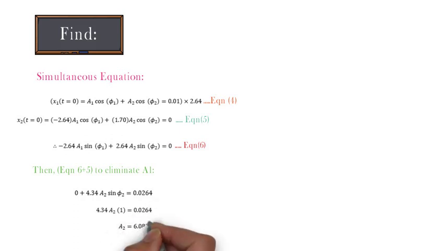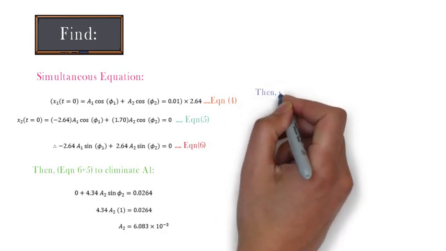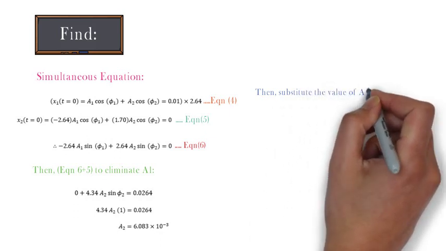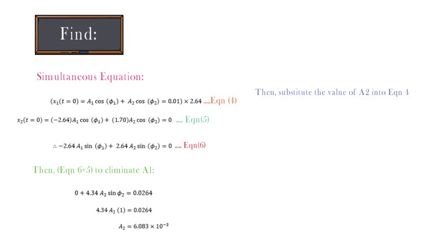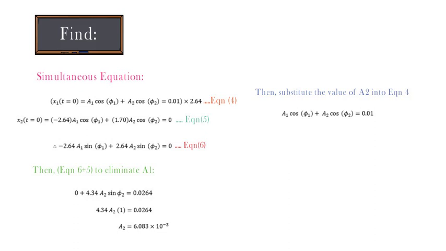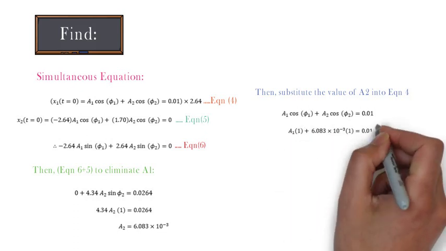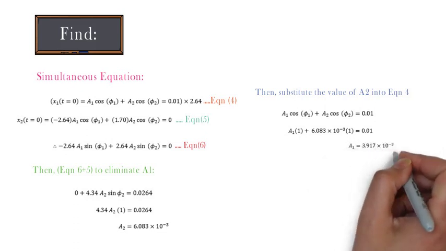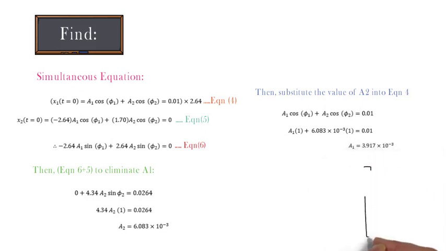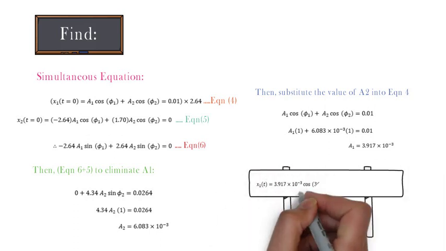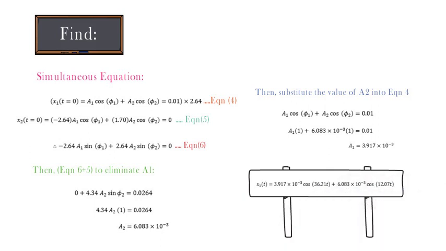So the value of A2 that we get from that is 6.083 times 10 to the negative 3. Then we substitute the value of A2 into equation 4. So here the substitution is done. So the A1 that we get is 3.917 times 10 to the power of negative 3. So here the x1(t) will be.